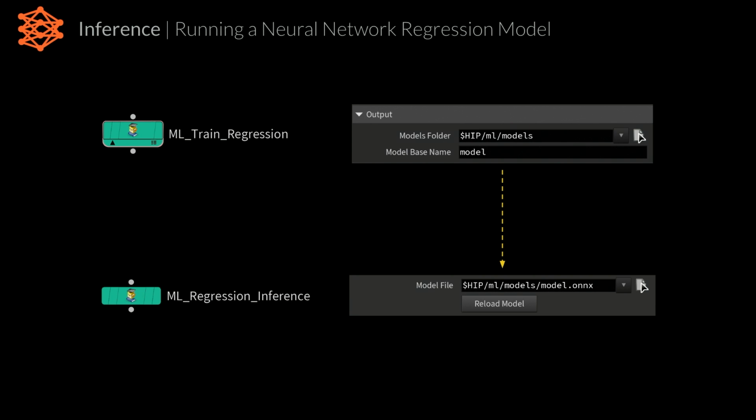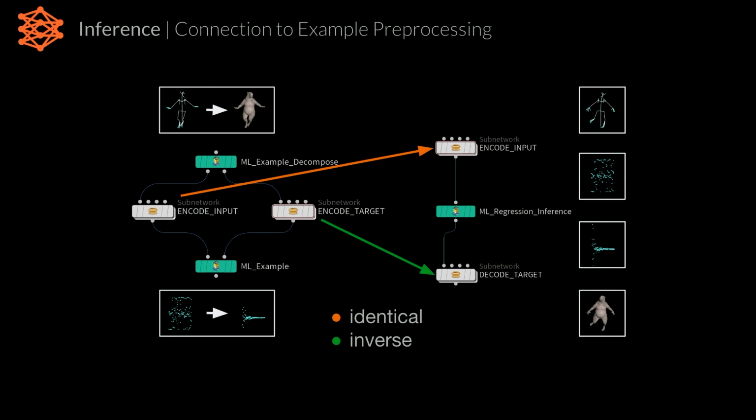So now we have a trained neural network. How do we run it? A regression network can be run using ML regression inference. So this makes it very easy to run a model that was trained using train regression. I've talked about example preprocessing, but the example preprocessing is not something that only happens when you create your data set. There are certain steps that come back when you do inferencing. For example, when you encode your input, like in the ML deformer example shown here, you need to do the same thing with your inference.